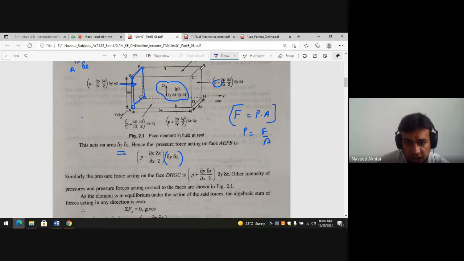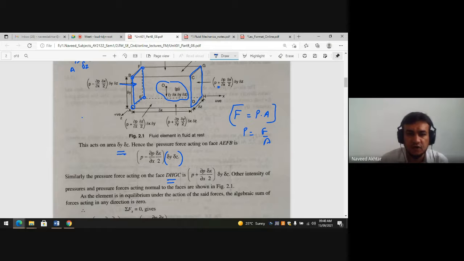So on the opposite face of AEFB, you can see this DHGC, the intensity of pressure is P plus. Here the value is plus because the direction is changing, that's why the positive direction is there. So it is P plus ∂P/∂x into delta x by 2 into delta y delta z.